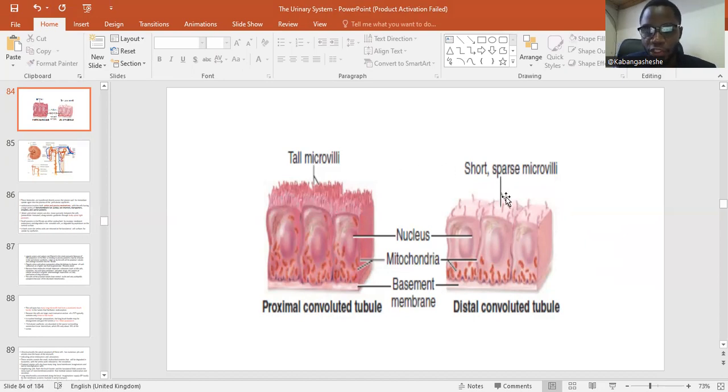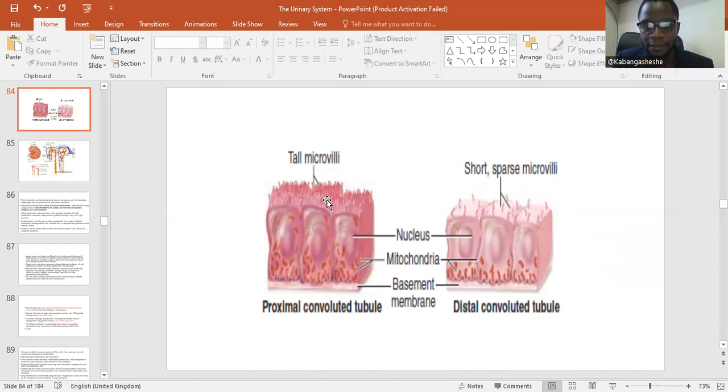So we have short and sparse, or few, brush border in the distal convoluted tubule than in the proximal convoluted tubule. So in terms of absorption, we expect extensive absorption to take place in the proximal tubule than in the distal tubule because of this specialization we are seeing on the cuboidal cell. Remember that cuboidal epithelium is specialized mainly for absorption, but can also perform some functions of excretion, or what we call secretion.